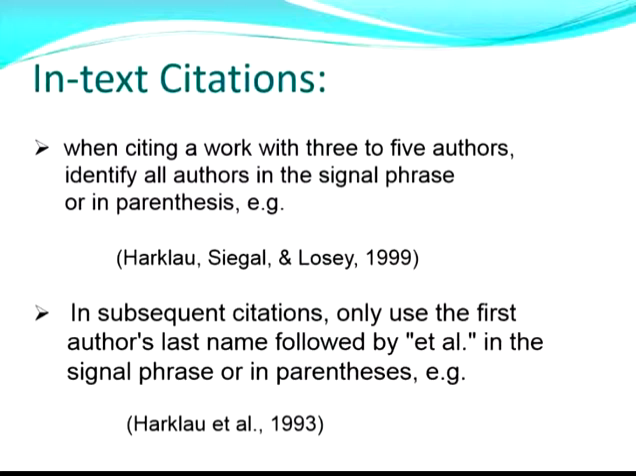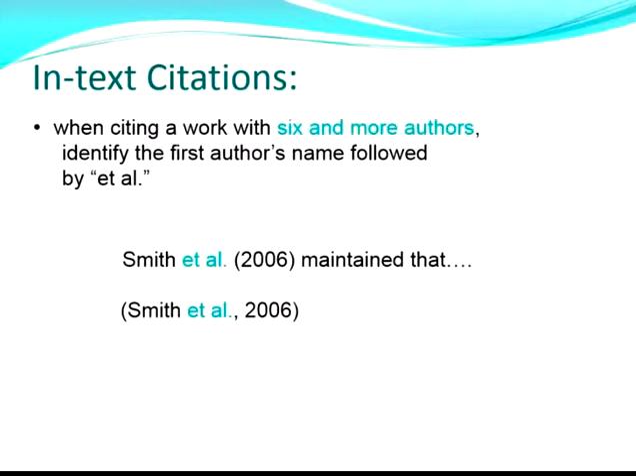Now, if you have even more authors than that, say you have a work with 6 authors, then you're going to just automatically only use the first author's name and the et al. So you see the example of using it in a signal phrase, so you will also use et al. in the body of the text, as well as how it looks in the citation. So that's any work with 6 or more authors.